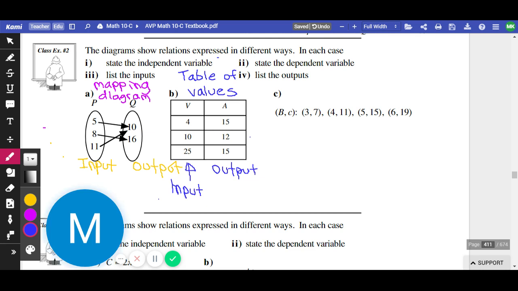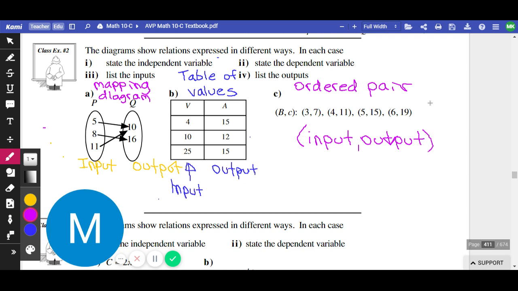The very last one we have here, this thing is called an ordered pair. In an ordered pair, the first thing is the input, then you go comma, output. Hopefully it did work, output.